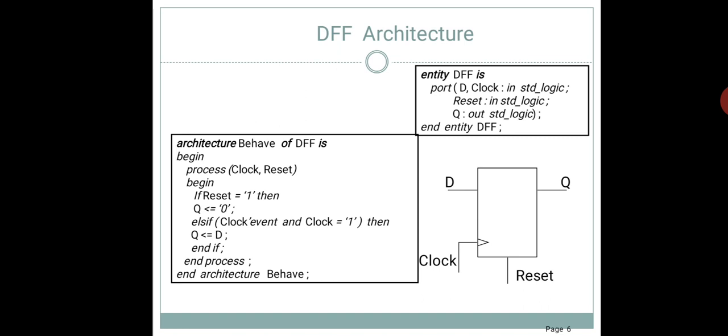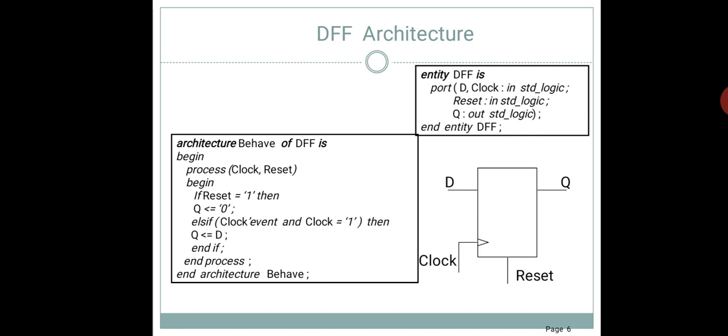Now while this is sequential, we want to define a register, so this is a sequential circuit. A sequential circuit in the architecture will be defined with the help of a process statement. So here we have written the architecture, the name of the architecture as behave, of the entity D flip flop is begin. Now in this architecture the sequential logic is defined with the help of a process statement.